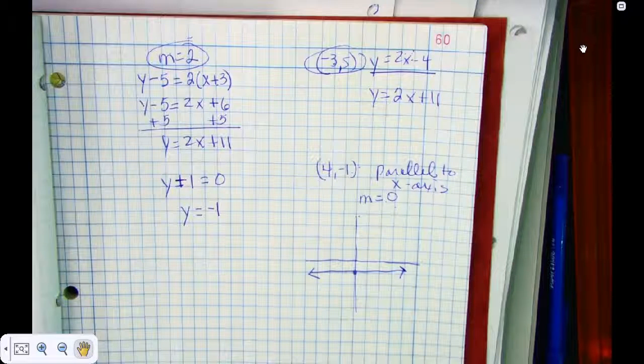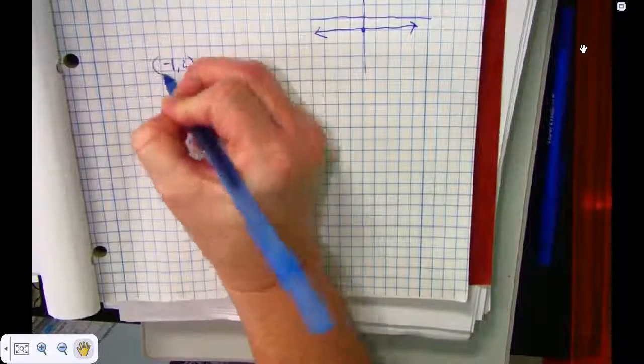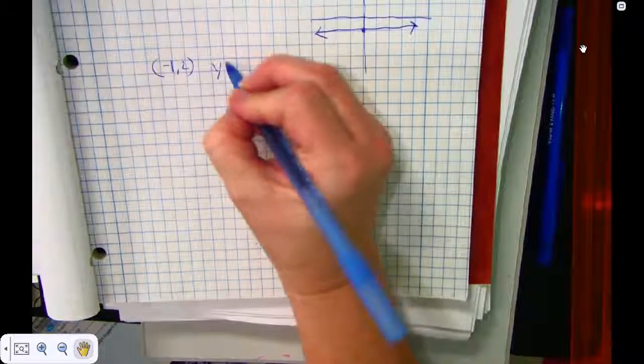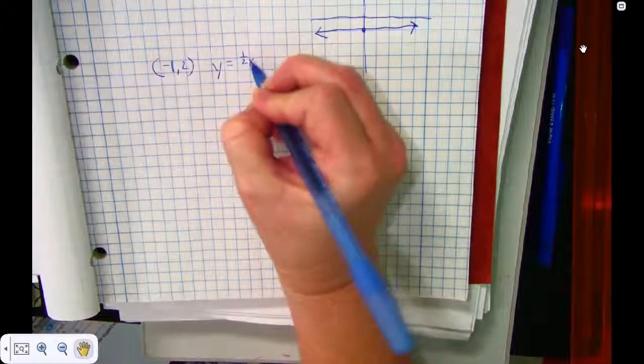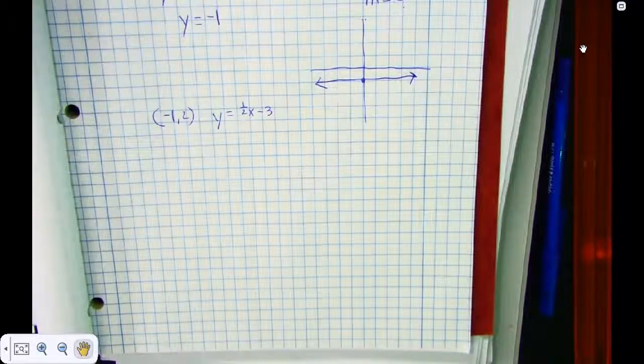Okay, here we go. Now, let's do either side. It doesn't matter. Okay, here is the point. -1, 2. And the equation is y equals 1/2 x minus 3. I want it in slope intercept form.